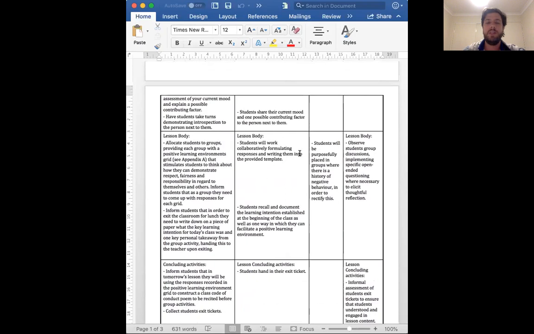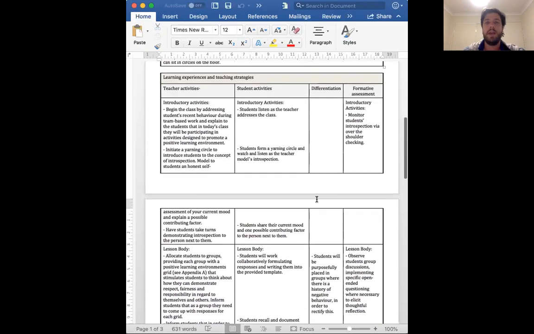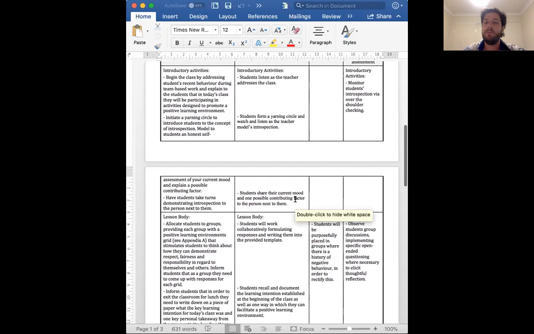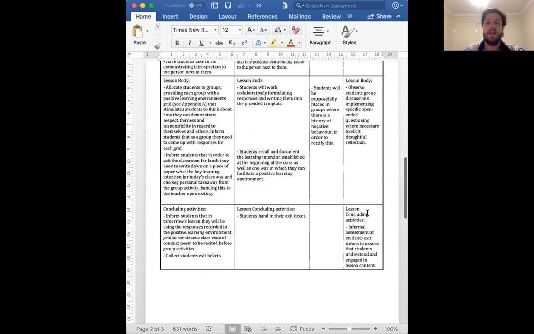In terms of differentiation, the teacher will place students in groups where there is a bit of a history of negative behaviour in order to rectify this. And in terms of form of assessment, the teacher will walk around during the activities, both the introspection activity and the positive learning environment grid activity, observe students' discussions, maybe implement specific open-ended questions where necessary to elicit thoughtful reflection. And then also the teacher will informally assess students' exit tickets to ensure that students understood and engaged in the lesson content. All right, so I'll just go back to the PowerPoint.